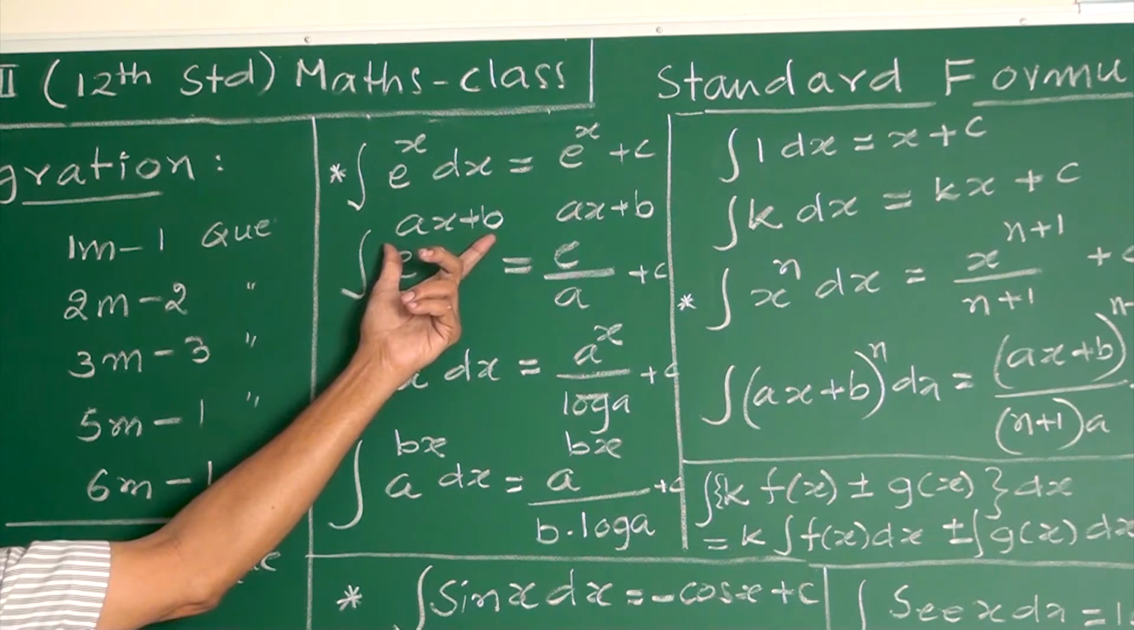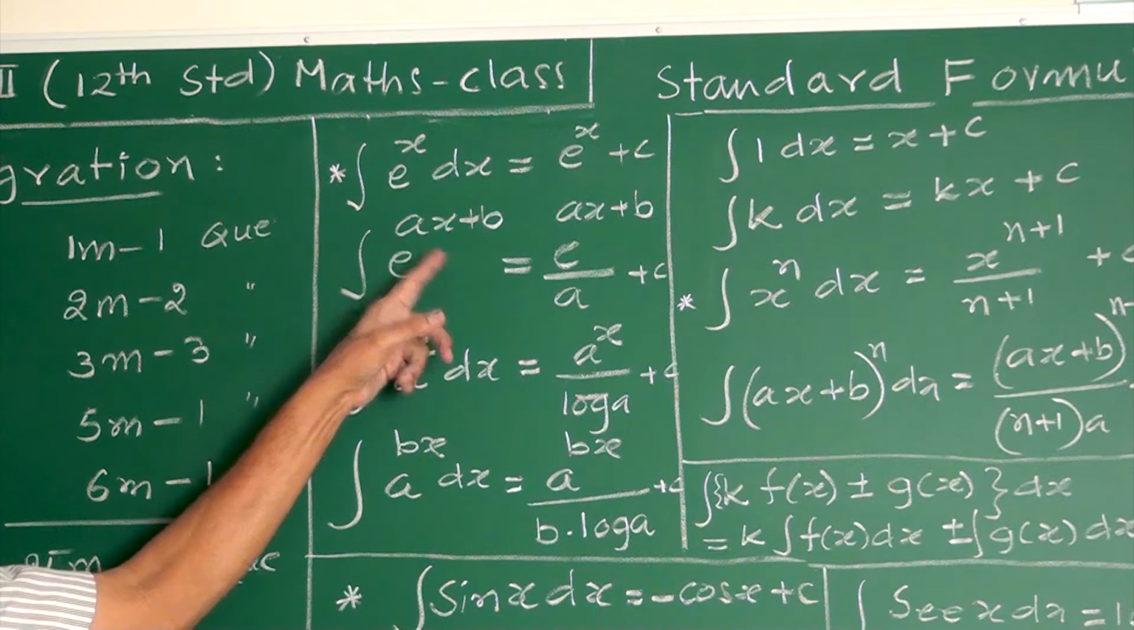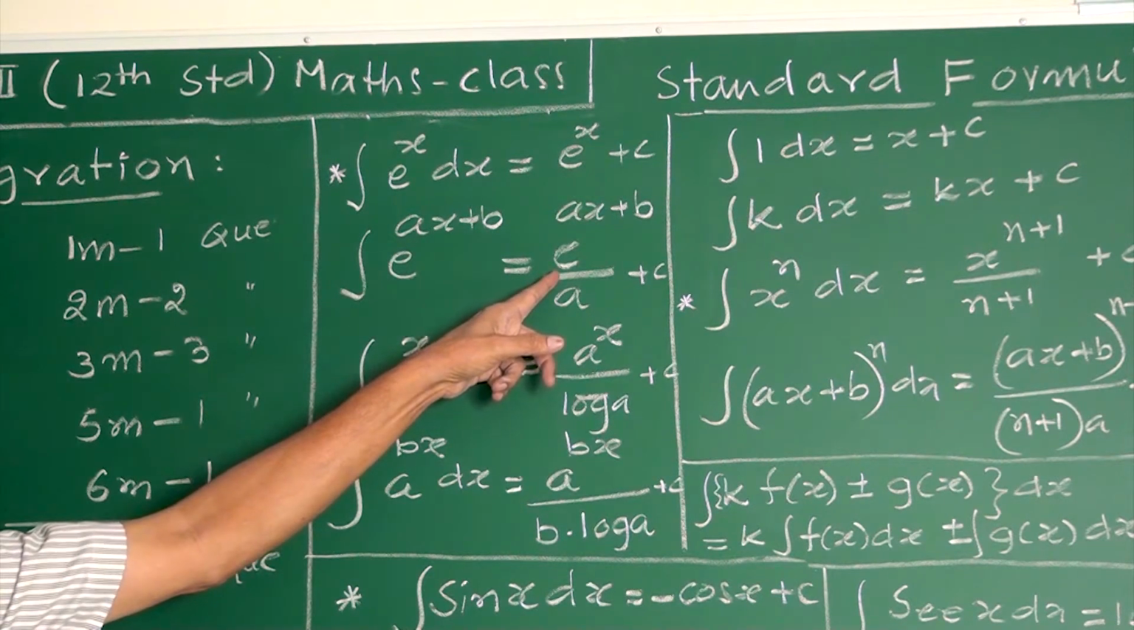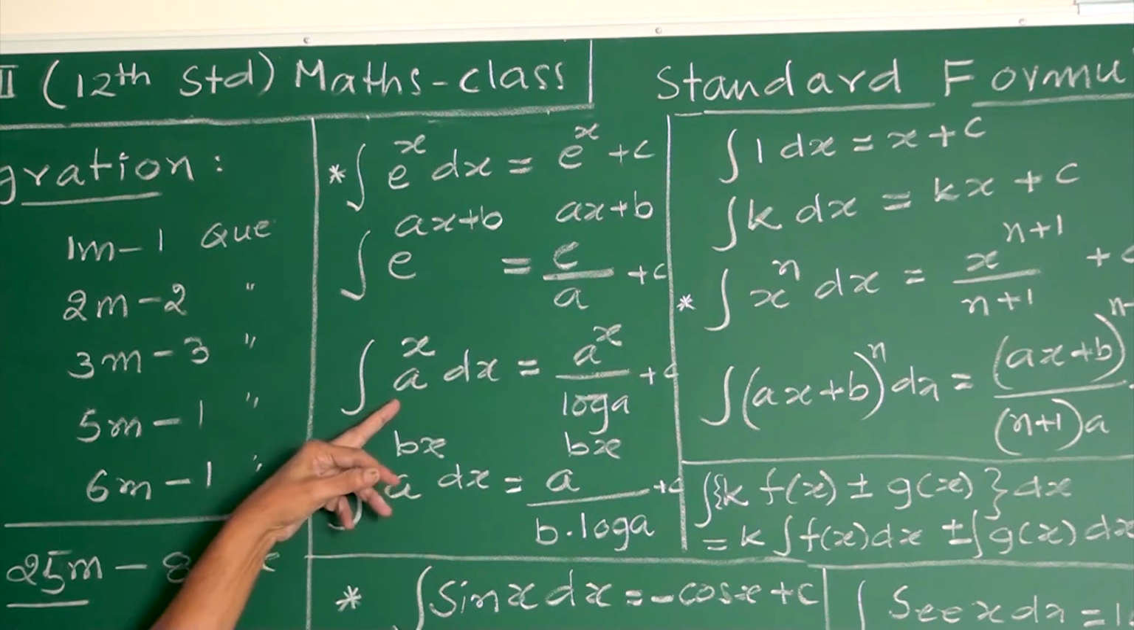What if the power is linear, ax plus b? The integral of e to the power ax plus b is e to the power ax plus b upon a, plus c. Next, a to the power x.